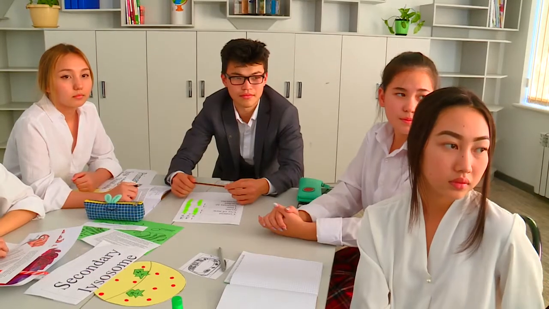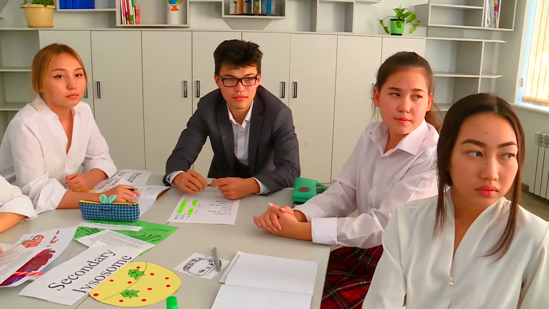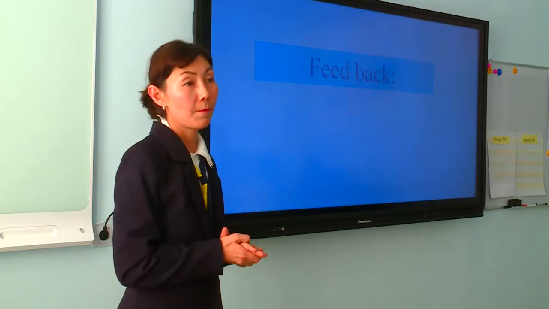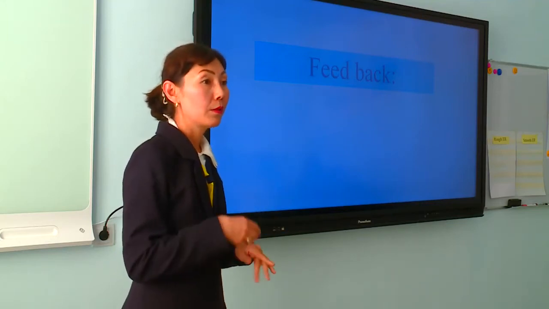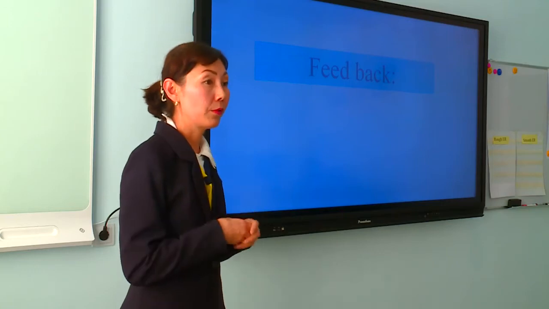All groups performed very well, worked very well, and the speakers of the first, second, third group. What were your opinions for all groups? Who will say the opinion? Aray. Our group really liked the work of first and third groups. Their explanation and clusters were really interesting. We gave each group about 4 points.